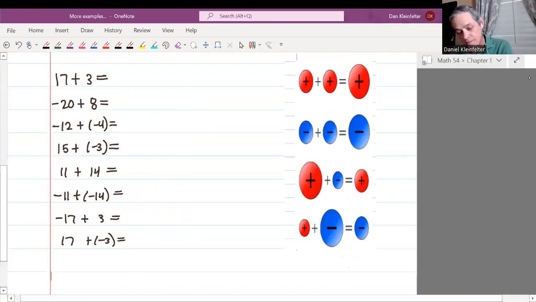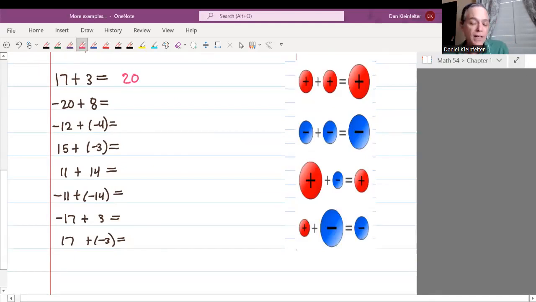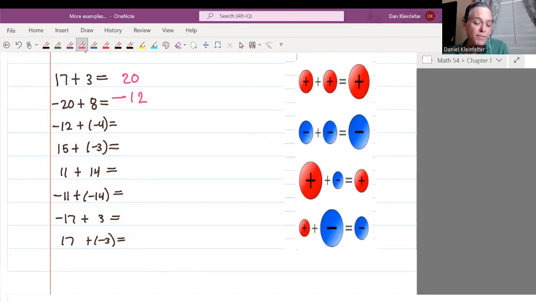Okay, so here we've got a mixture of different problems. 17 plus 3 will be 20. There we're just adding together two numbers, the same sign, both positive. Negative 20 plus 8, there they differ in sign. So we're going to need to subtract the absolute values. Absolute value of 20 is 20, and the absolute value of 8 is 8. 20 minus 8 is 12. Here, the one with the bigger absolute value is negative, so the overall sum is negative.